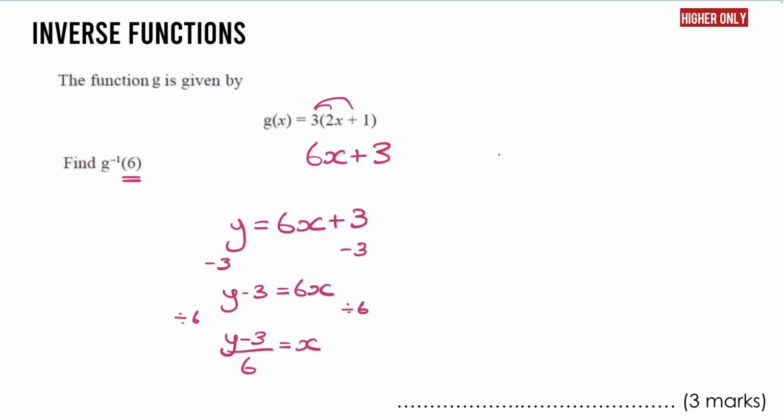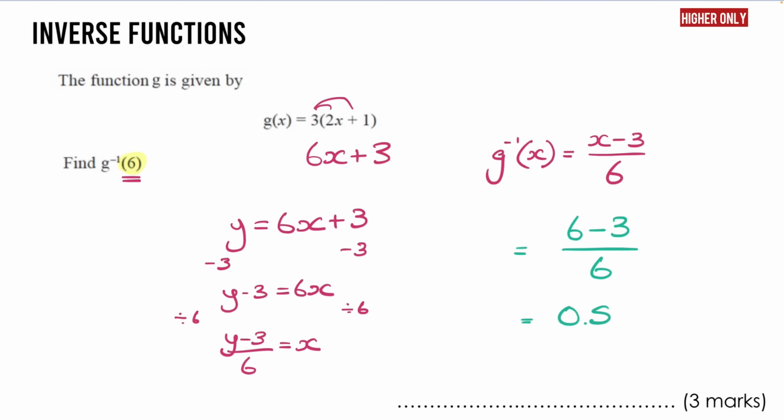We get y minus 3 over 6 is equal to x. We then just write that as an inverse function, so g minus 1 of x is just equal to x minus 3 over 6. Now we're being asked to substitute 6 into that, so now I can substitute the 6 in. 6 minus 3 divided by 6. I can type that into my calculator, which is 6 minus 3, which is just 3, divided by 6, and that equals 1/2 or 0.5. I'll write it as 0.5, as that's what my calculator is displaying, but you could write that as a half as well. Absolutely fine, but there we go, that was an inverse function and substituting into it.